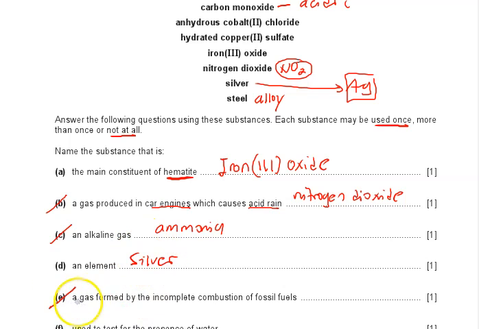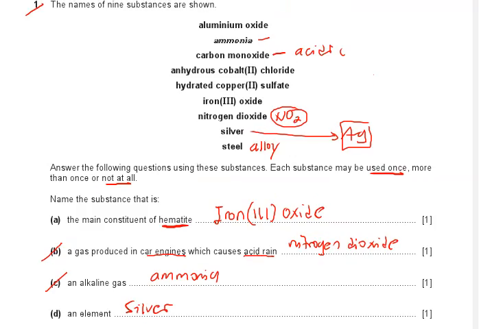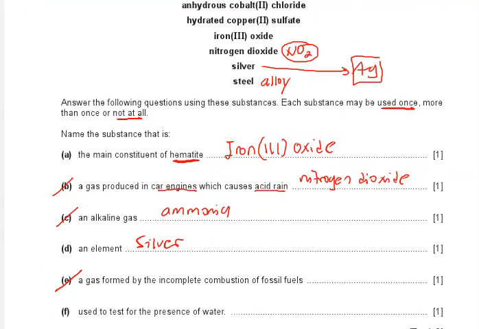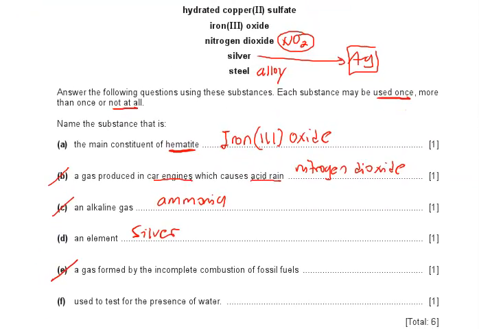Okay. A gas formed by the incomplete combustion of fuel. So here should be carbon monoxide. If let's say you have a complete combustion, it must produce carbon dioxide and also water.